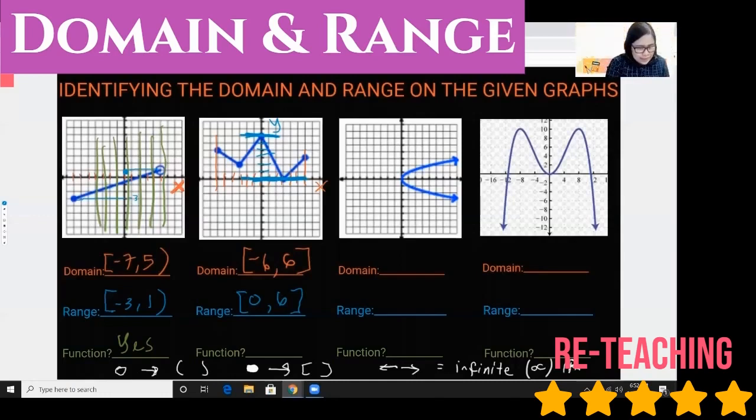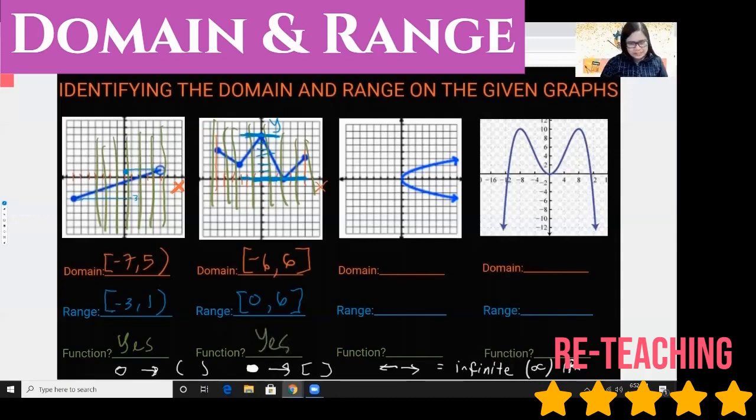Now, let us use the vertical line test to identify if the given graph is a function or not. We will draw a lot of lines. Every vertical line touches the blue graph at exactly one point. So therefore, it is a function.